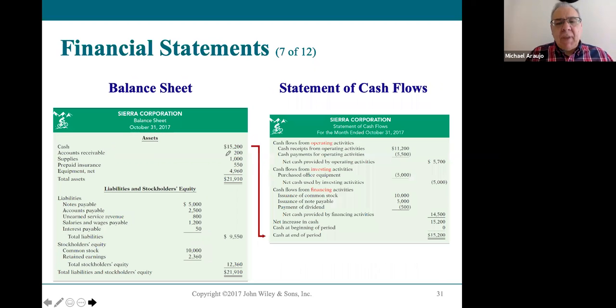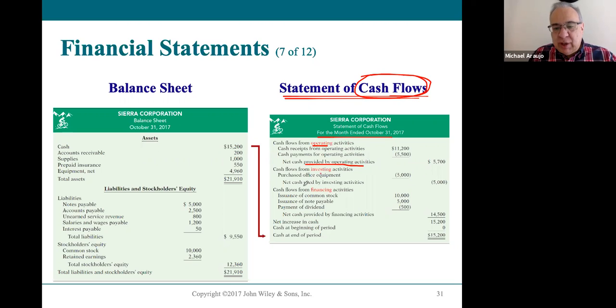The other statement that they introduced to you here, that we're not going to be really getting into in any detail until next course, is the cash flow statement. And again, the cash flow statement focuses on cash coming in and out of the company throughout the period. So here, the period of time for the cash flow statement is the month.